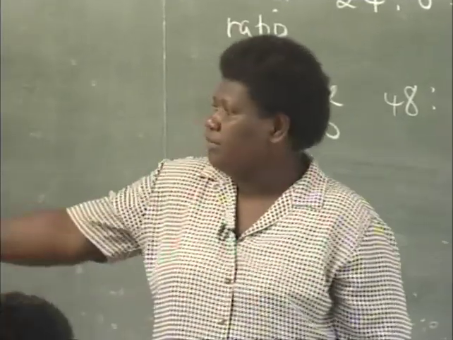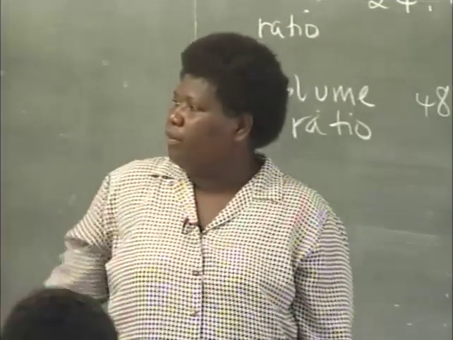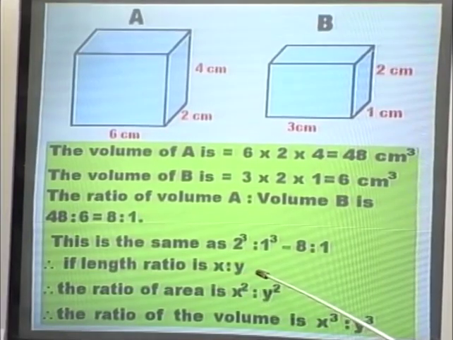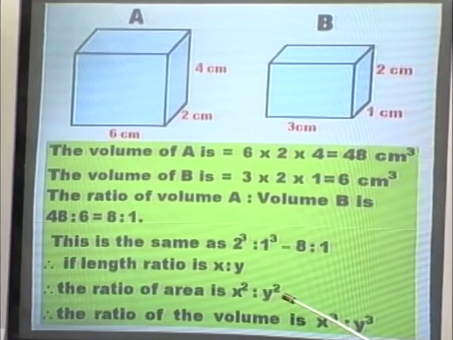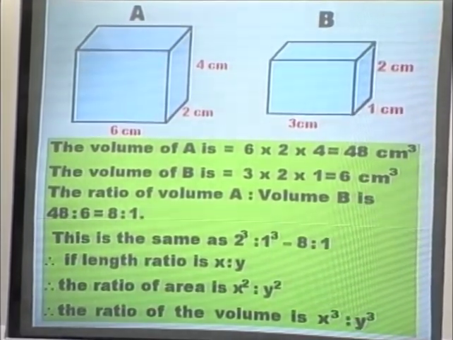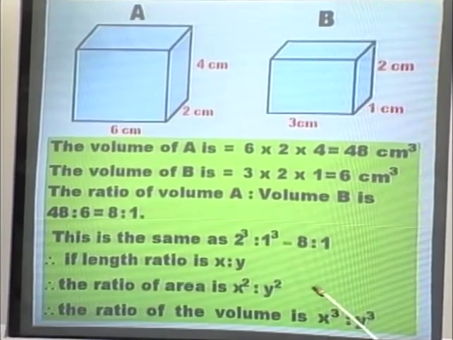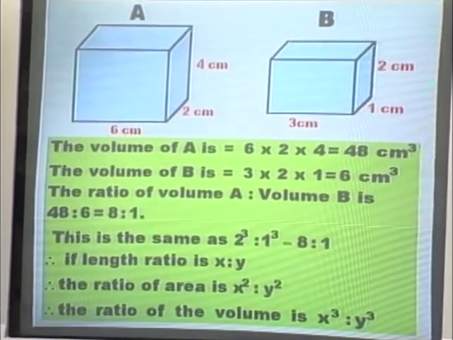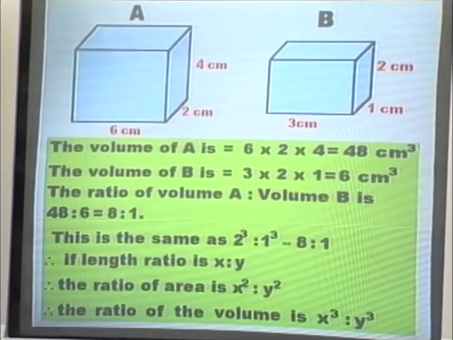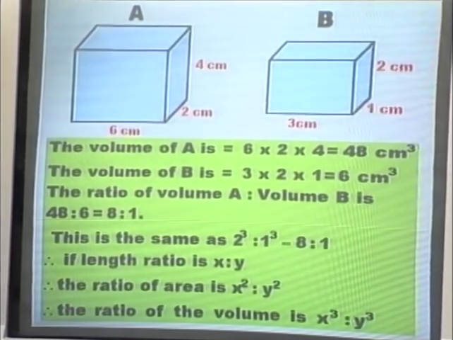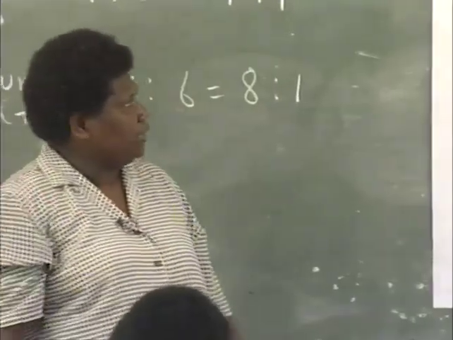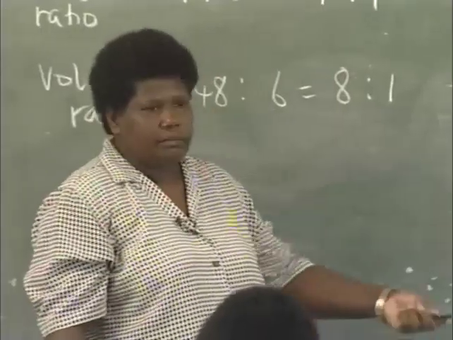Okay. Now, I've just done a summary on what I've said. If the ratio of the length is x is to y, the ratio of their area, whether it's the area of the face or the surface area, will be x squared is to y squared, and the ratio of the volumes will be x cubed is to y cubed. Okay, having said that, let's look at the example, or two examples actually, on the board.